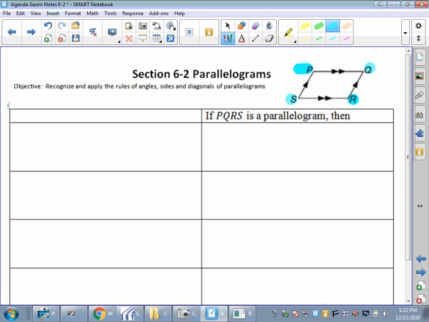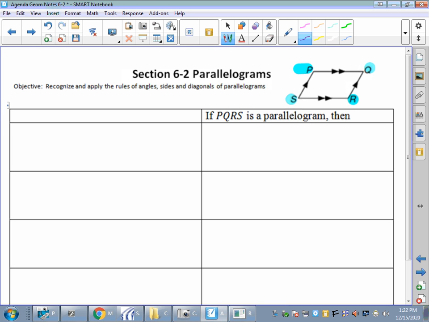So in that first column over here, we're going to write the rule. In this second column, it says if PQRS is a parallelogram, then we know these things. So this is what's true based on that little example at the top. There is one thing that is not listed in my 4 rules on this table, and that is the definition of a parallelogram.